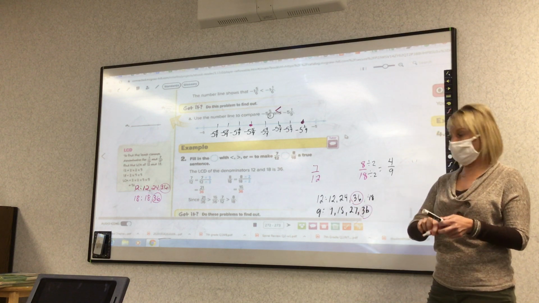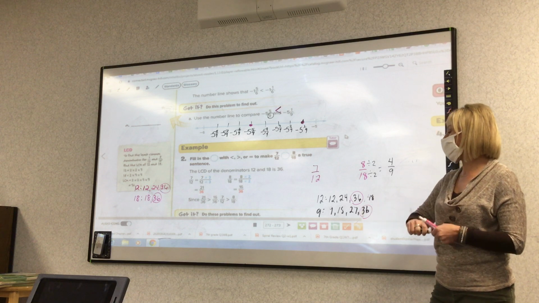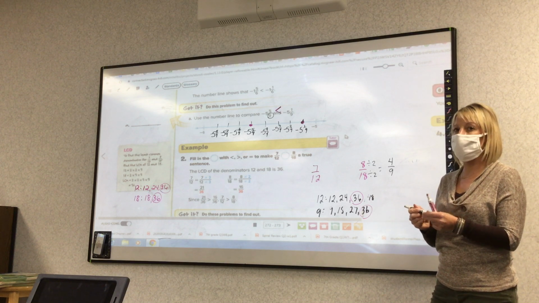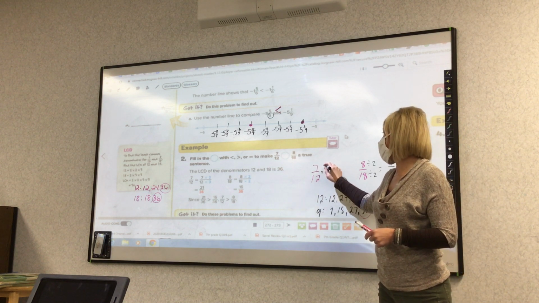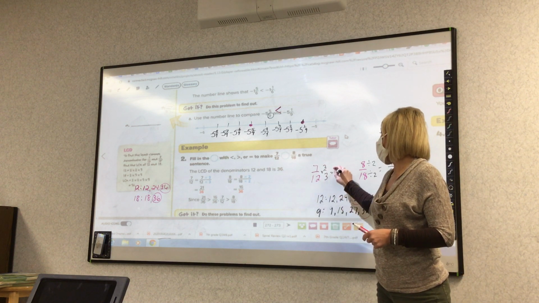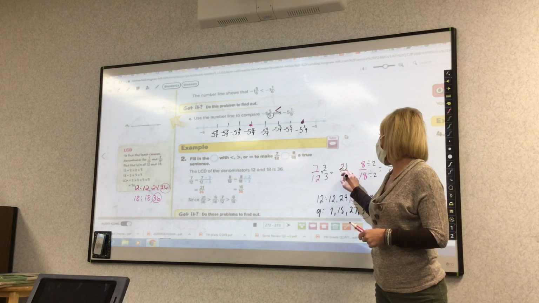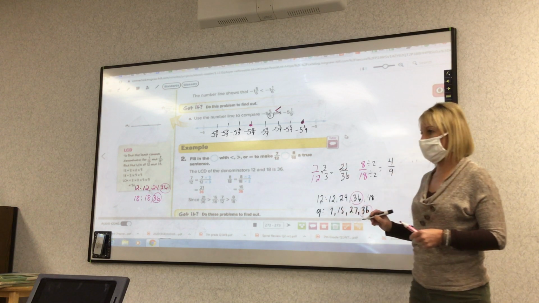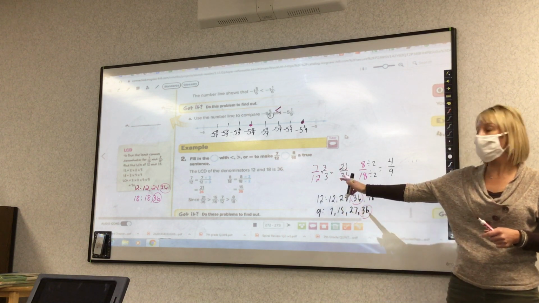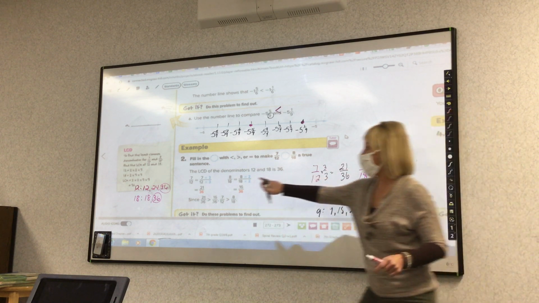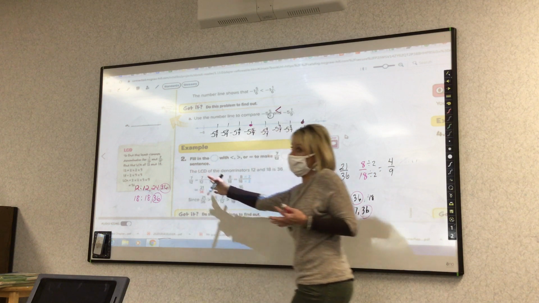So watch how I do this. If I get my 7/12 and I want it to have a common denominator of 36, you have to show that I'm multiplying by 3/3 and I get 21/36. Okay? Then, with the 21/36, isn't that the same as this one over here? So that's the same there.